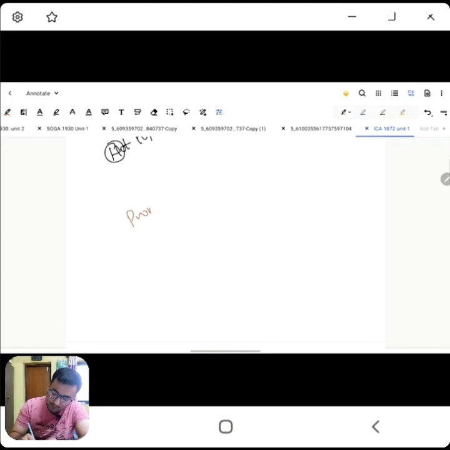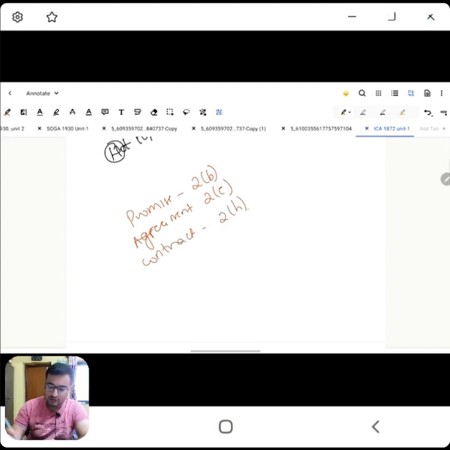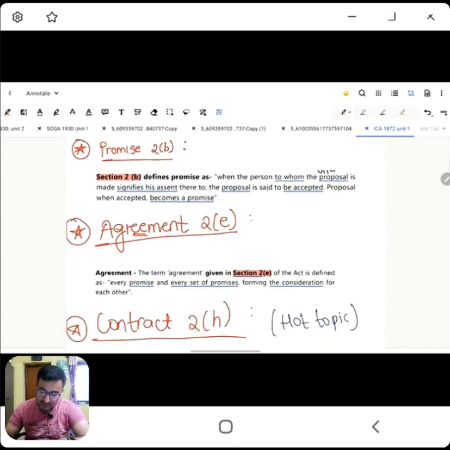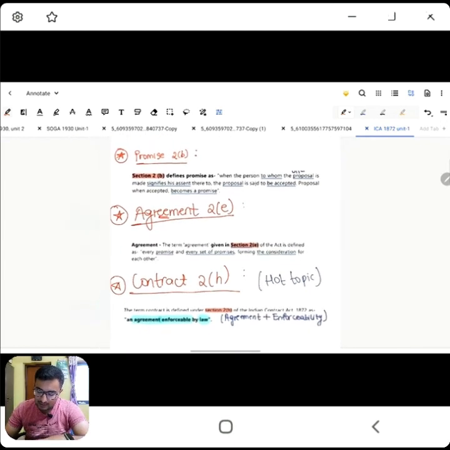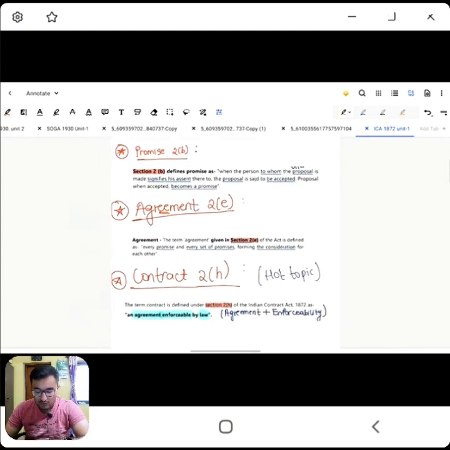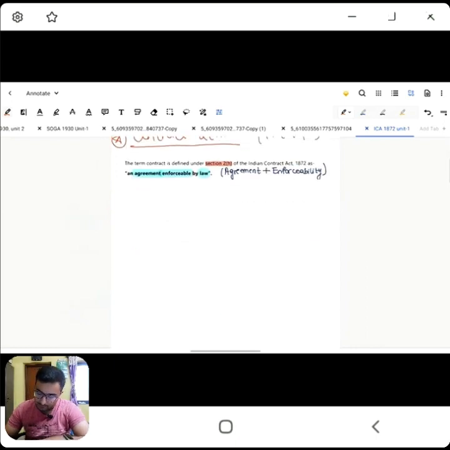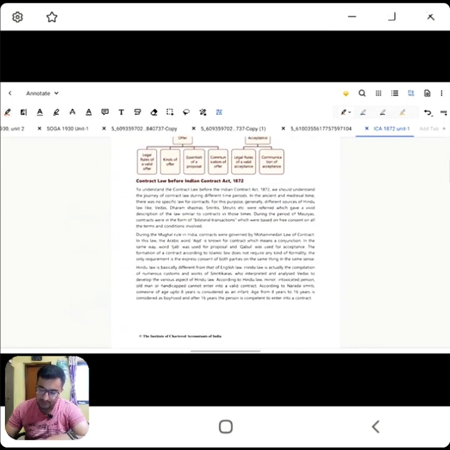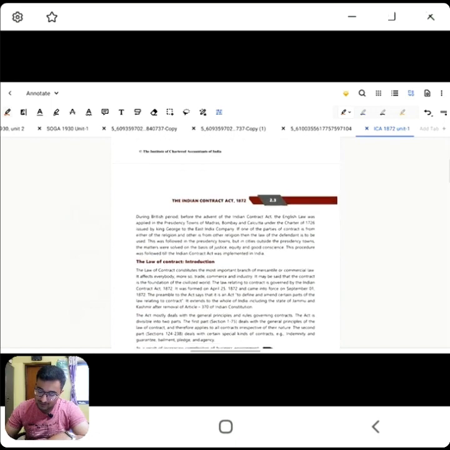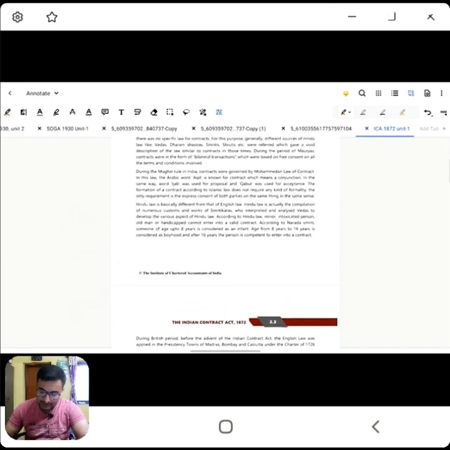Therefore, three definitions we have studied so far. Definition of promise, that is 2 clause b. Definition of agreement, that is 2 clause e. And contract, that is our hot topic of discussion, 2 clause h. The definitions are given here. You are requested to pause the video, read, and then proceed. Now, this was our first part of the Indian Contract Act.